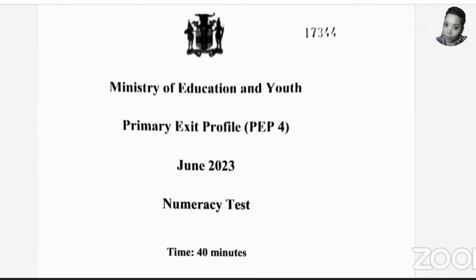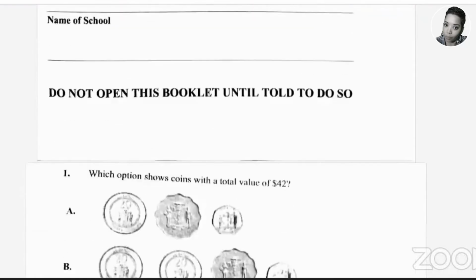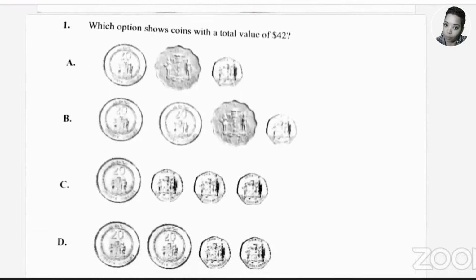This test is primarily for grade 4 students, and there will be 30 questions. You'll be given 40 minutes in which to complete all 40 questions. Let's get to the first question.